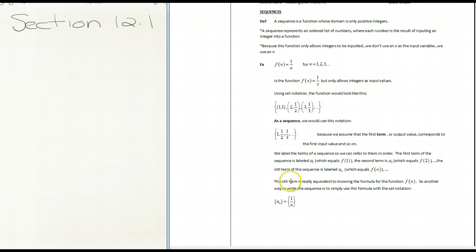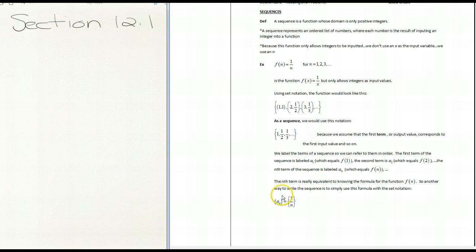The nth term, really, the description for it is equivalent to knowing the formula for the function f of n. So up here, this is really 1 over n. That's the description for the nth term of the sequence, right? It's another way to write the sequence, really, if you know this formula for the function, if you know what the description of the nth term is, okay?